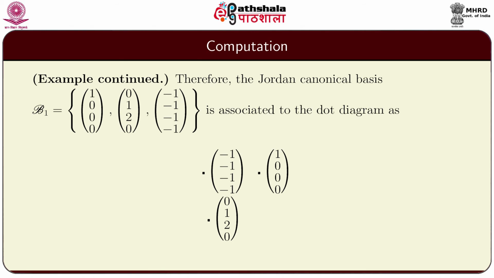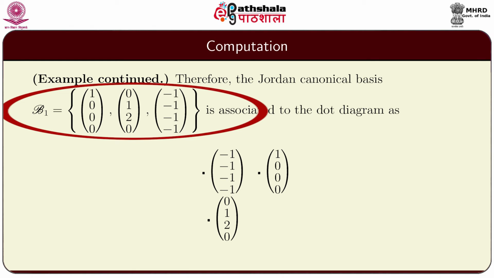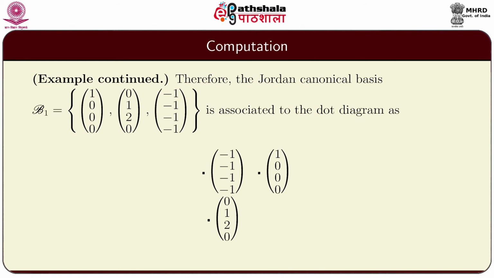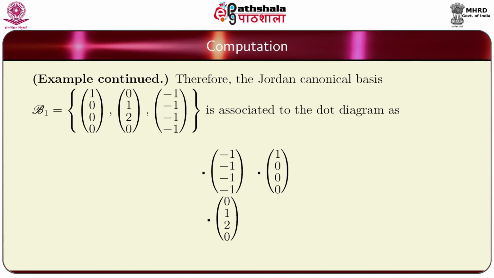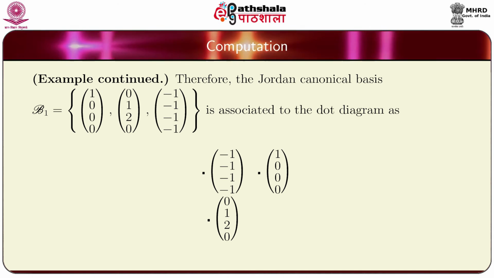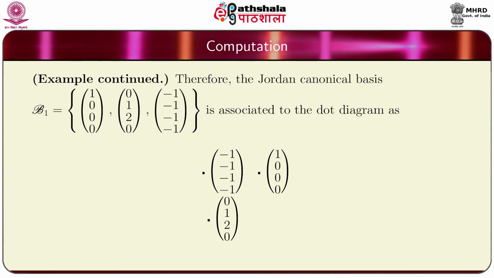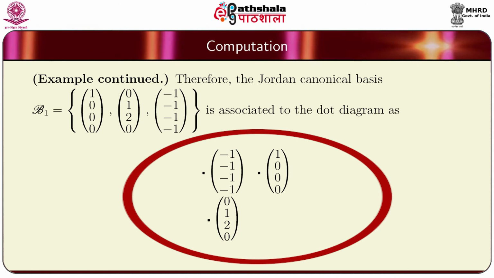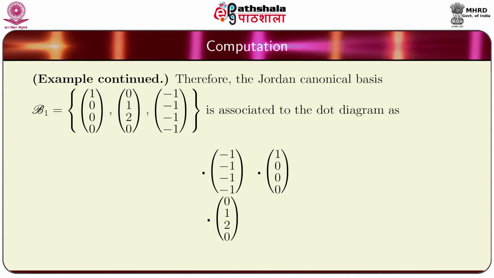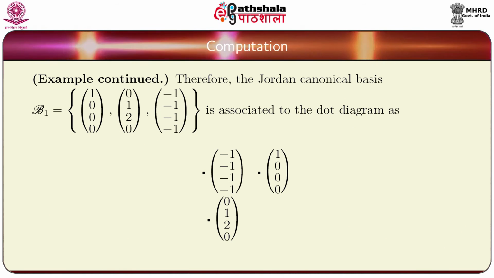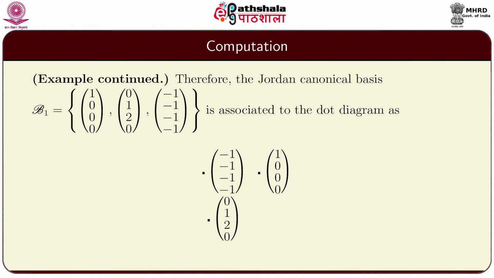Therefore, the Jordan canonical basis is B1, which is 1, 0, 0, 0; 0, 1, 2, 0; minus 1, minus 1, minus 1, minus 1, and it is associated to the dot diagram given by this. Minus 1, minus 1, minus 1, minus 1 is an initial vector, and 0, 1, 2, 0 is a final vector. They form a cycle, and another cycle of length 1 is just the vector 1, 0, 0, 0.